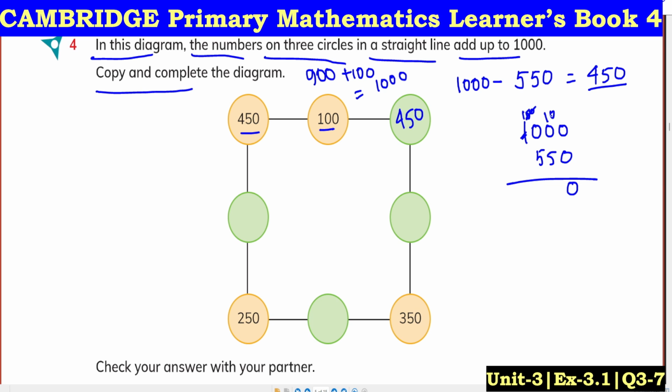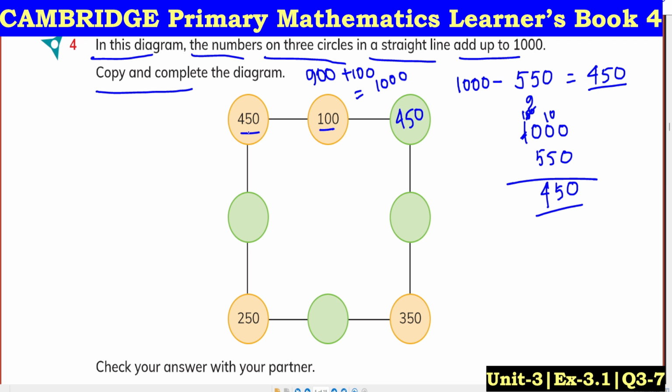So 10 minus 5, it's a 5. And we already gave 1 in here. So here should be 9. It means 90. 90 minus 50, it's a what? 40. It means here is a 4. Actually, this portion is 900 minus 500. It will be 400. So our answer is 450.